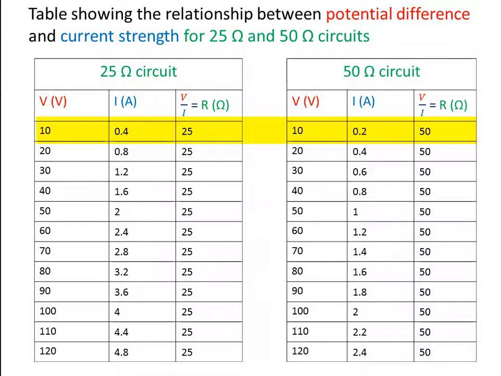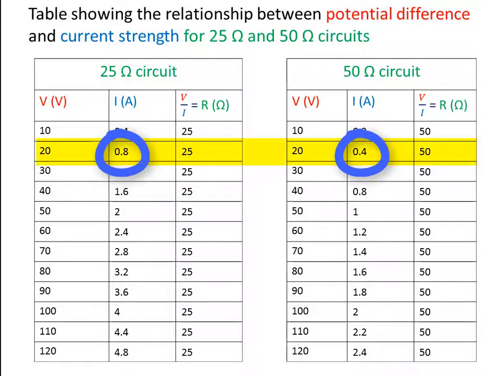So for 10 volts, the current strength is 0,2 in the 50 ohm circuit, 0,4 in the 25 ohm circuit. Double in the 25 ohm than the 50, or you can say half in the 50 than the 25. For 20 volts, 0,8 and 0,4. We see the same trend.